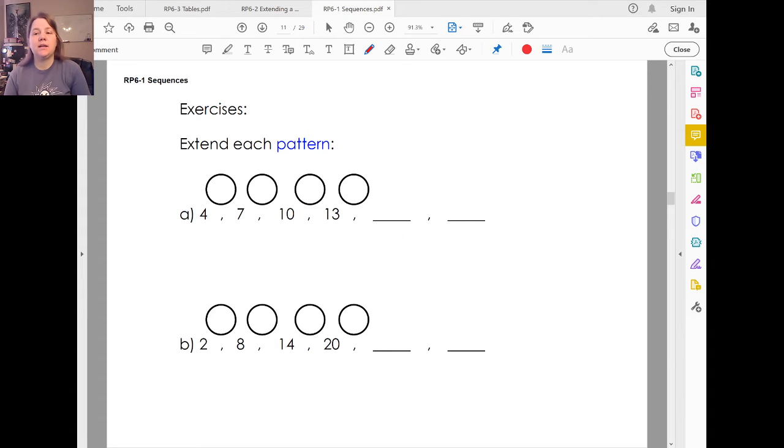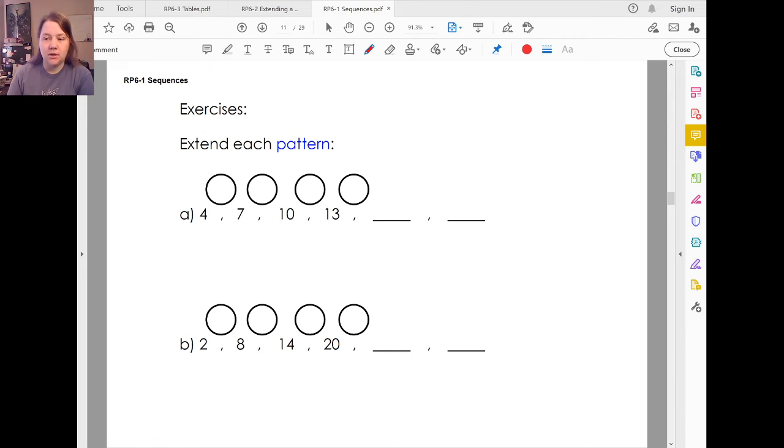Go ahead and try extending these patterns on your own. Pause the video, and when you come back, we'll go ahead and take a look. Welcome back. Let's go ahead and extend these patterns.